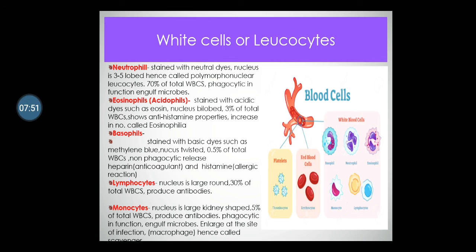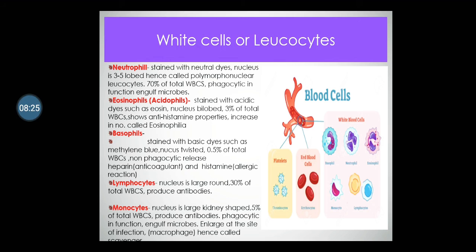Eosinophils. These cells are stained with acidic dye such as eosin. Nucleus is bilobed and near about 3% of total WBC are eosinophils. They show antihistamine property. Increase in eosinophil cells is called eosinophilia.